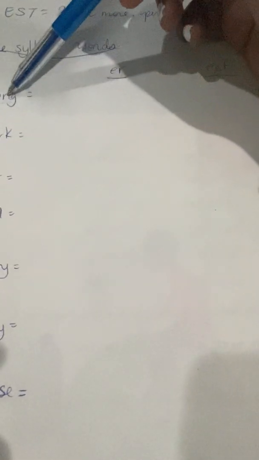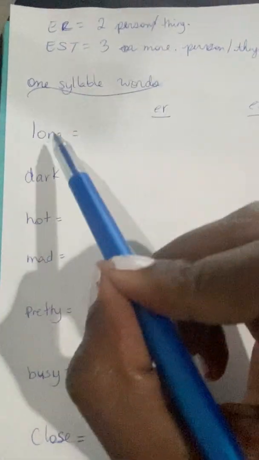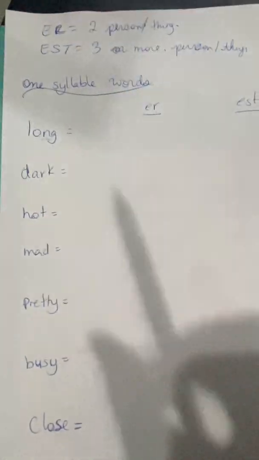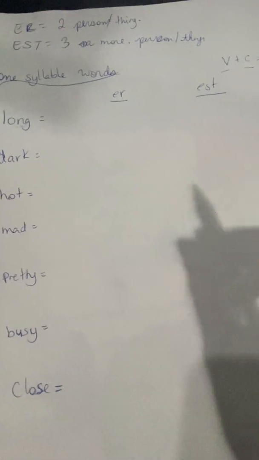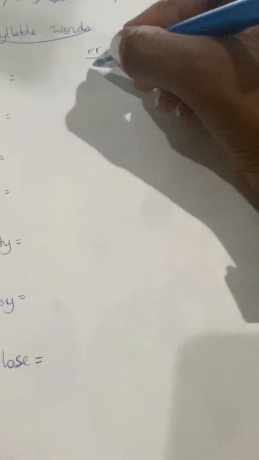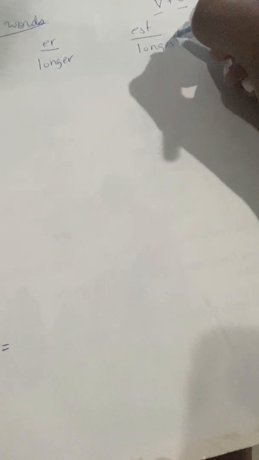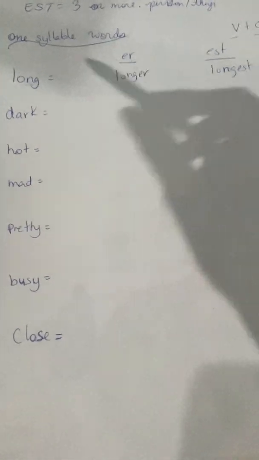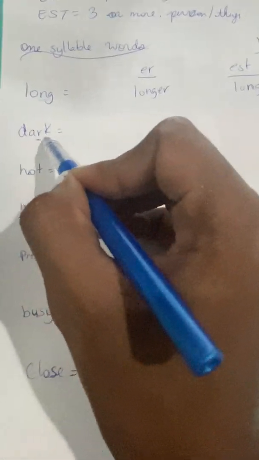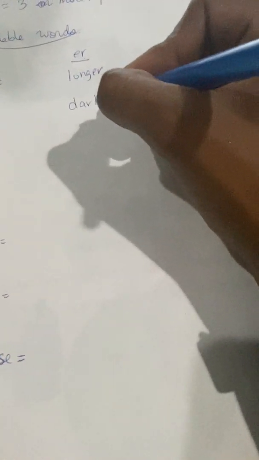What if there is no vowel and then consonant there? Then what happens? This is a consonant and this is a consonant. In that case, we're just going to add ER or EST. So this will become longer. This will become longest. There's no need to double anything. Let's look at this word. This is not a vowel. This is not a vowel. They're both consonants. So we're just going to add darker, darkest.